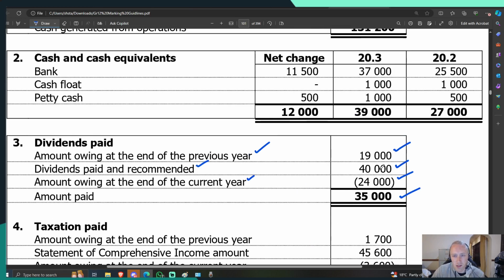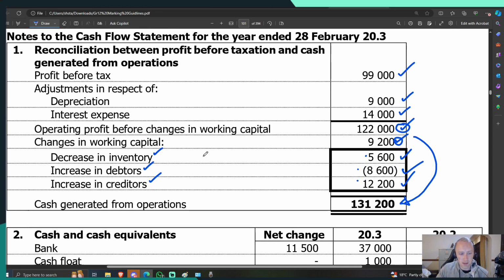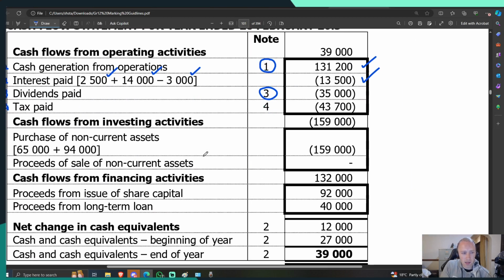So we take that 35,000 and we put it into our cash flow statement. Where do we put it? Where's the cash flow statement? Here it is. Dividends paid, 35,000. It's an outflow of cash, so it's in brackets. We have to do the same thing as we've just done for interest expense and for dividends paid. We have to do the same thing for taxes paid.